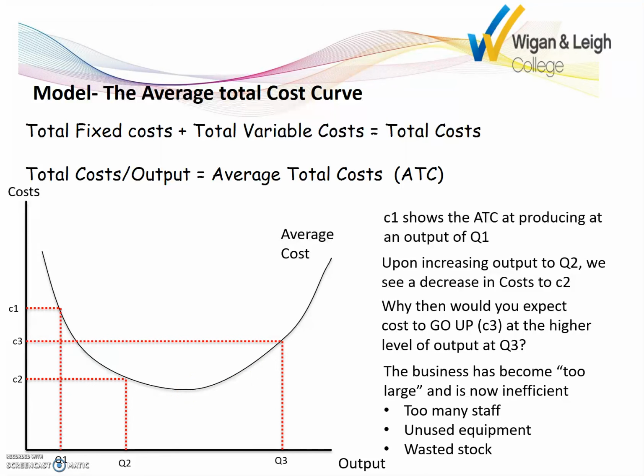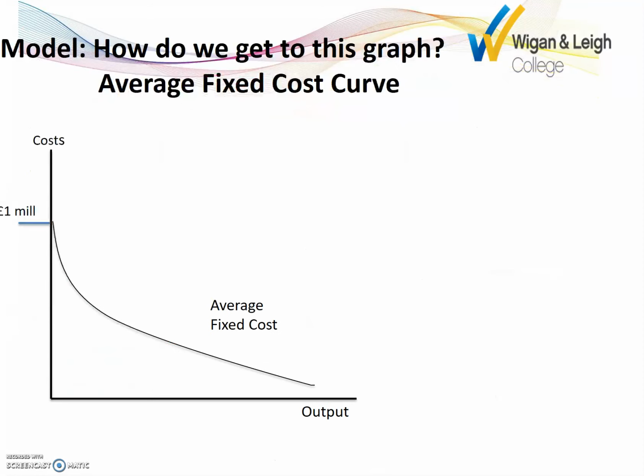As I said, this could be because we're inefficient, we have too many staff perhaps getting in each other's way, we have unused equipment, or we have stock which was wasted and we're not using it as efficiently as we could. So how do we get to this graph, the average fixed cost curve?